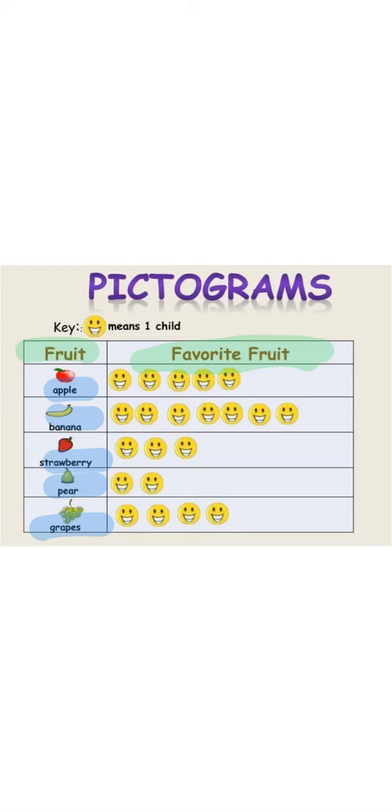You will also have a key, and the key in a pictogram tells us what each of these pictures represents. It tells us that one smiley face means one child. So each of these smiley faces represents one.